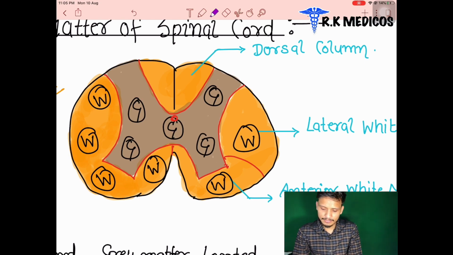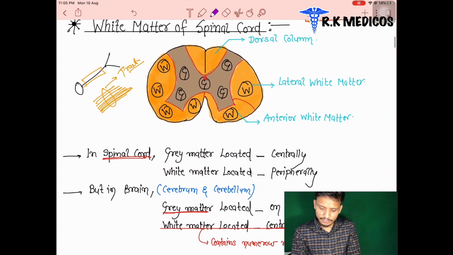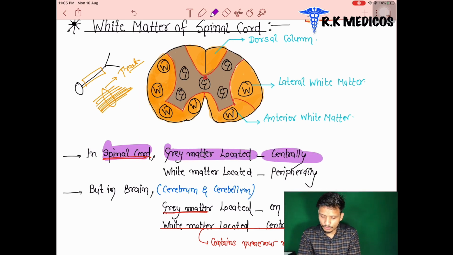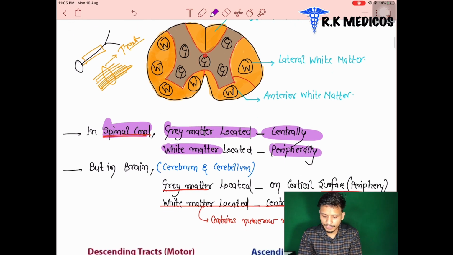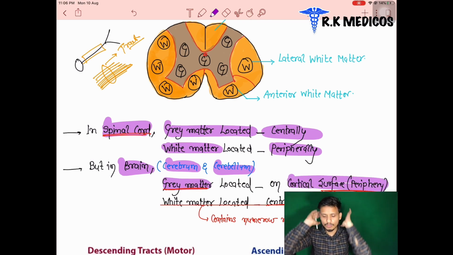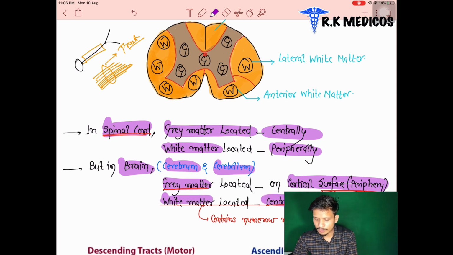So you can see here in the spinal cord the gray matter is located centrally, it is true, and in the spinal cord the white matter is located peripherally, it is so true. But in the brain, what happens? In the cerebrum or the cerebellum, the gray matter is located on the cortical surface. It means they are on the periphery, the cortical region or the cortex, and the white matter is located in the central region. And it contains numerous nuclei itself.